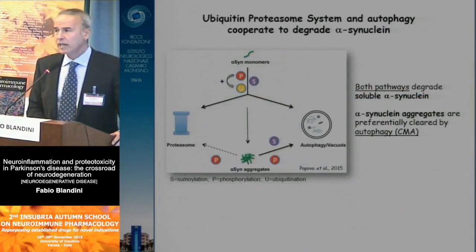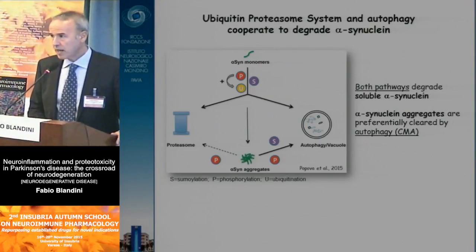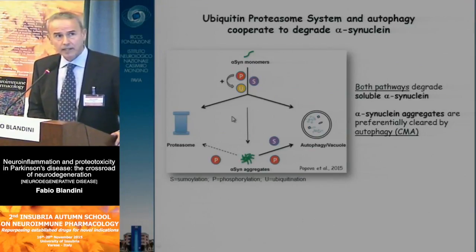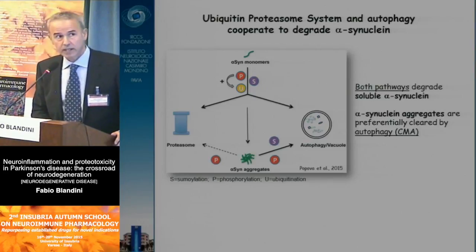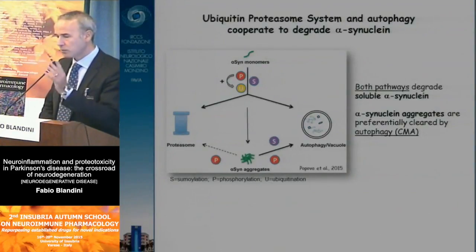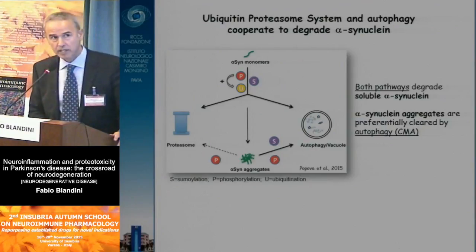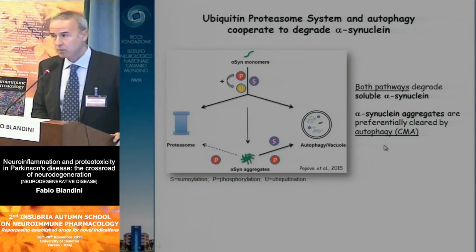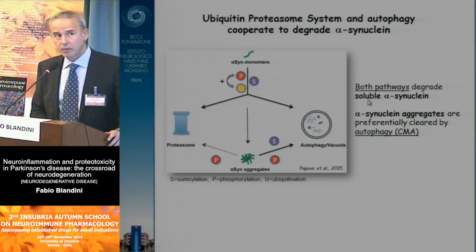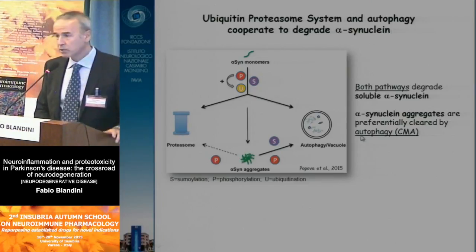And what we know nowadays is that when the cell has to deal with alpha-synuclein, the two systems are likely to cooperate. So the ubiquitin proteasome system and the autophagy machinery can both degrade soluble alpha-synuclein. And when we speak of alpha-synuclein in terms of autophagy, we have to remember that we have macroautophagy, microautophagy, and chaperone-mediated autophagy. Chaperone-mediated autophagy, CMA, is the one which is mostly involved when the cell has to get rid of alpha-synuclein. So as long as we have just soluble alpha-synuclein, the UPS, the proteasome, and autophagy work together.